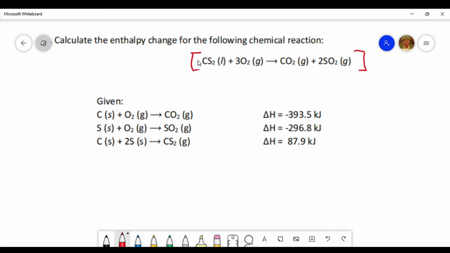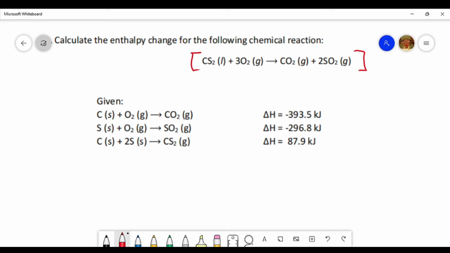Before we jump in, we make sure that the equation is balanced. So this one is a balanced equation. We have 1 mole of C on both the product and reactant side, and we have 6 moles of oxygen on both the product and reactant side, and 2 moles of sulfur for both the product and reactant side.